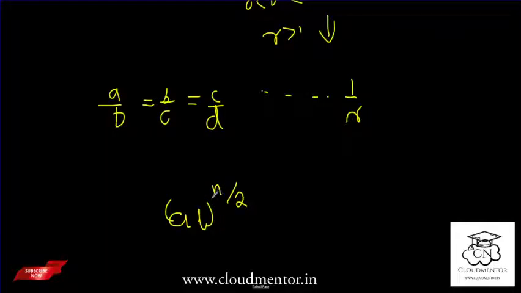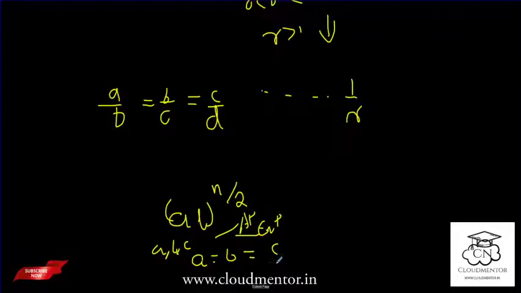And if A, B, C are in AP as well as in GP, then A equals B equals C. Okay, if A, B, C are in AP as well as GP, then A equals B equals C.